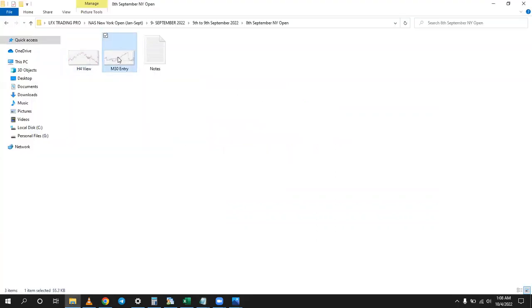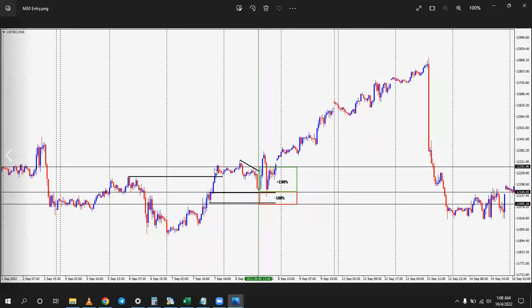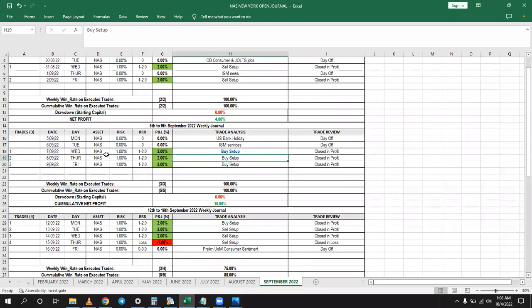Let me get to M30. What you see here before the New York Open on Nasdaq, you can see the breaker, you can see approach of price, and then right at the open, price just pushed up. So this was a profitable setup. As you can see, it was a buy setup, closed in profit.